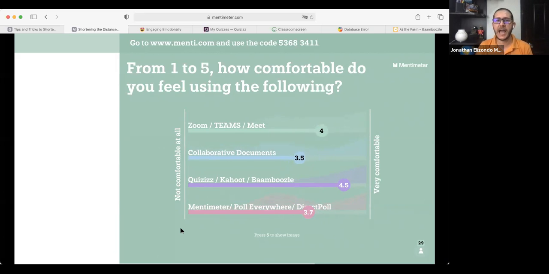So if I have to assign a collaborative document to my students, it seems that that's the one that is giving us a little bit more problems. But then we see that quizzes, Kahoot, and Bamboozle, you're quite comfortable. Zoom, Teams, and Meet as well. There are many other tools that we can use over there. All right, great. Thank you.